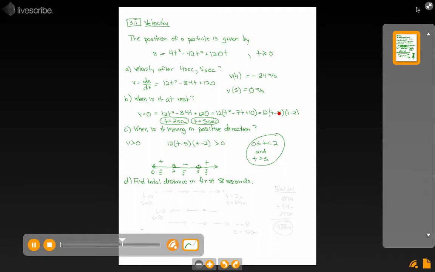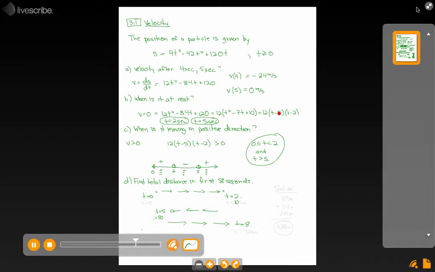Now, total distance in the first 8 seconds. If you make the mistake of just putting 8 into the original equation, you'll have the position after 8 seconds. But as we just discovered, this thing from time equals 0 to time equals 2 moves positive. Then from time equals 2 to time equals 5, it moves negative for a little while. And then, from 5 to 8, and from everywhere thereafter, it moves in a positive direction again. And so your position is not going to be the same as your total distance. To find the total distance, we need to find the position at these separate little spots here.